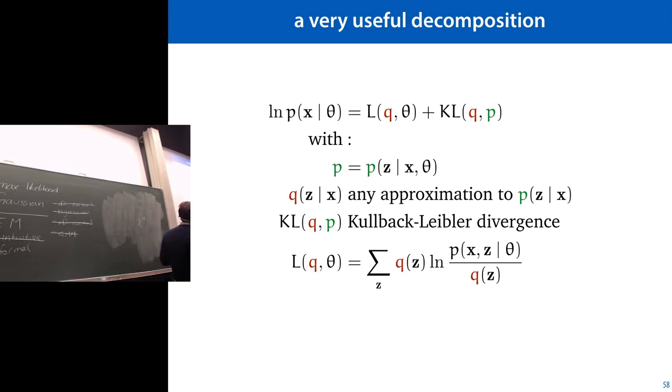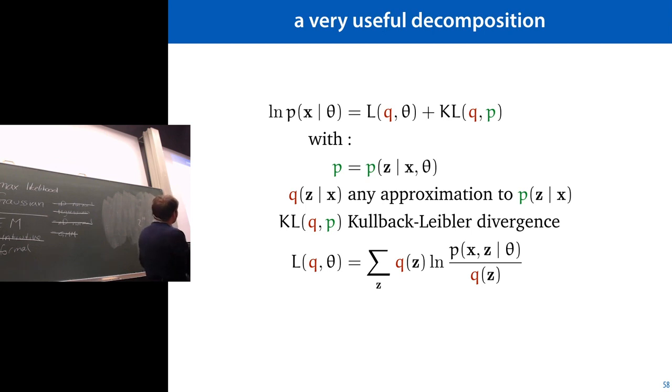So this is the part that gives us trouble, the thing that we don't know: what the z is given x and the optimal parameters. We approximate that with some function q. Could be a really bad approximation, doesn't matter.